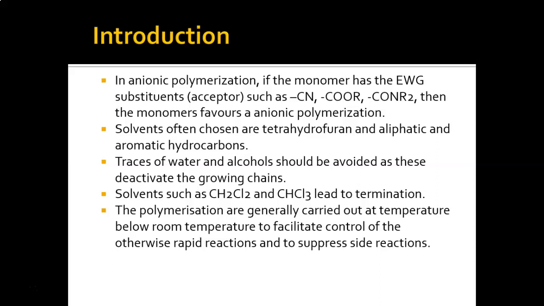Anionic polymerization has tremendous commercial importance because of its ability to control the molecular structure during the polymerization. The types of solvent are tetrahydrofuran and aliphatic and also aromatic hydrocarbons. Traces of water and alcohol should be avoided as these deactivate the growing chains. Solvents such as CH2Cl2 and CHCl3 lead to the termination process, and the polymerizations are generally carried out at temperatures below room temperature to facilitate control of the otherwise rapid reaction and to suppress side reactions.